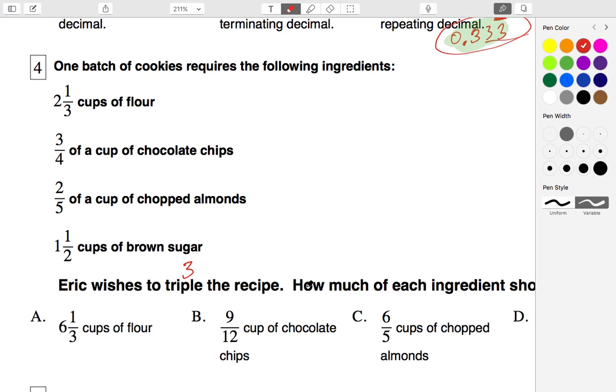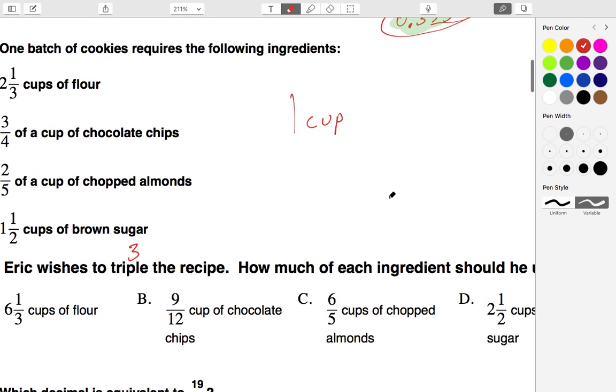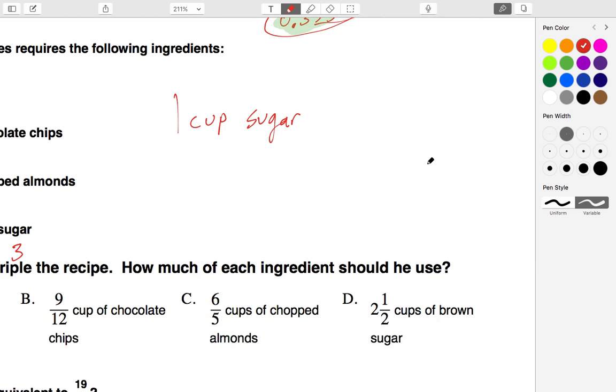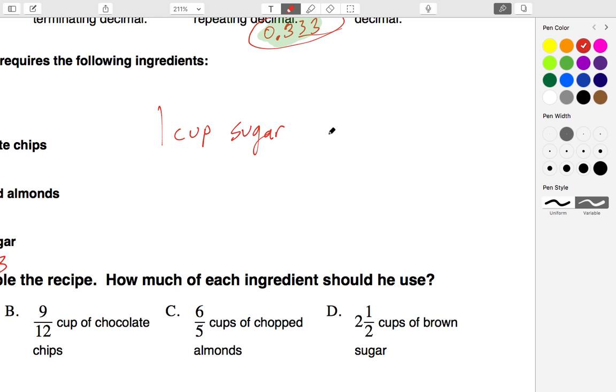If you're going to triple it, imagine that you're really making the cookies, right? And let's say there's 1 cup of something. If I triple it, how many cups would I use? Say it was sugar. How many cups of sugar if I'm tripling the recipe? 3. So you know it's 3, but how did you get 3? What operation? In your head, did you do 1 cup plus 1 cup plus 1 cup? Okay, so we're going to do multiplication.